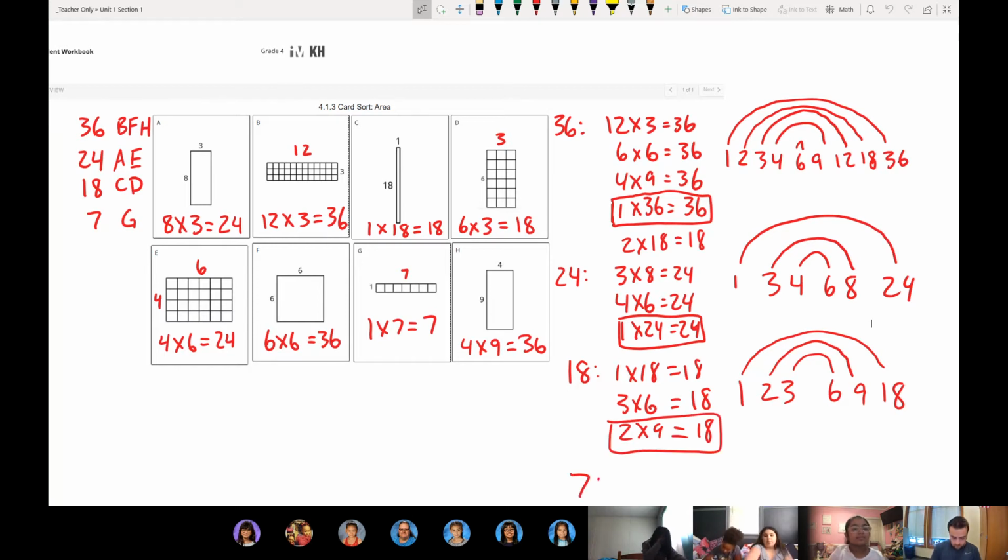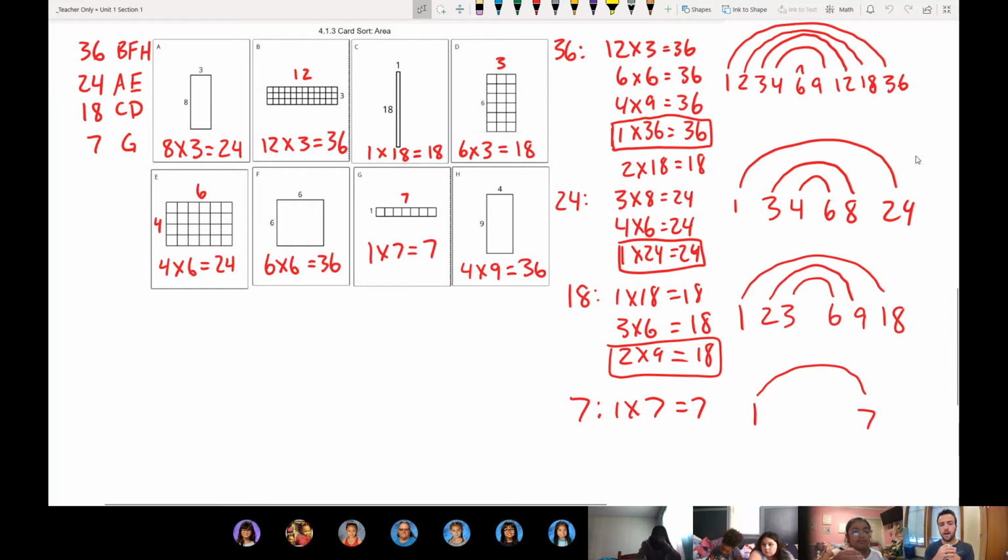Okay, and now let's go to 7. For 7, we had 1 times 7 equals 7. There's our factor rainbow so far. Is there another factor pair for 7? Can we skip count by a number that's not 1 and land on 7?